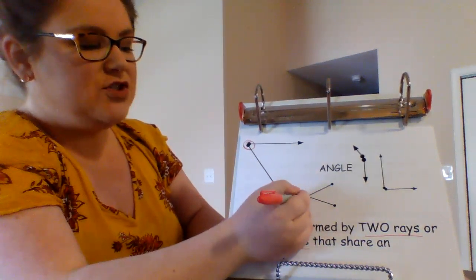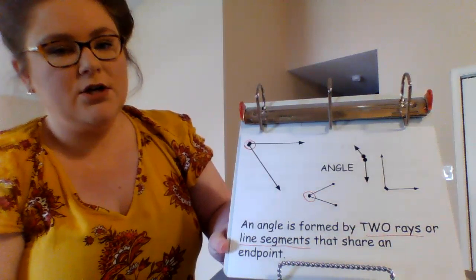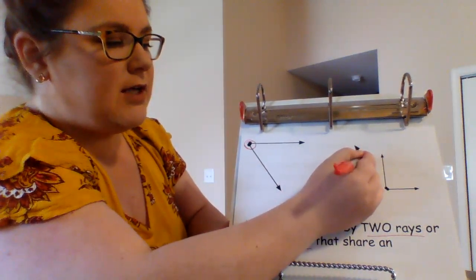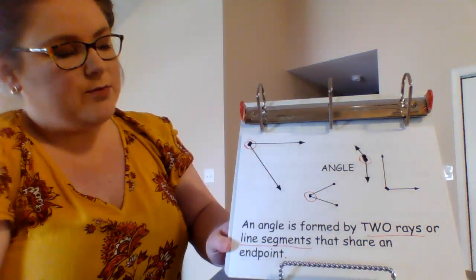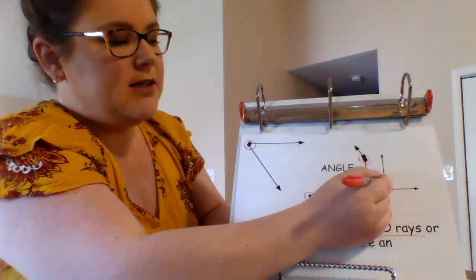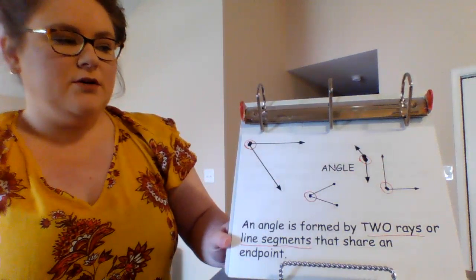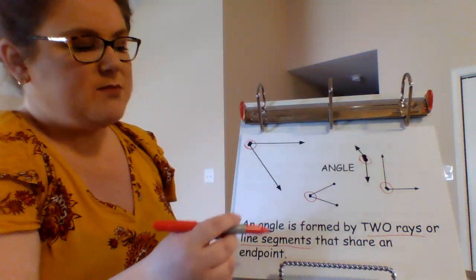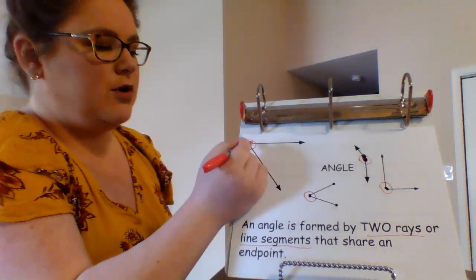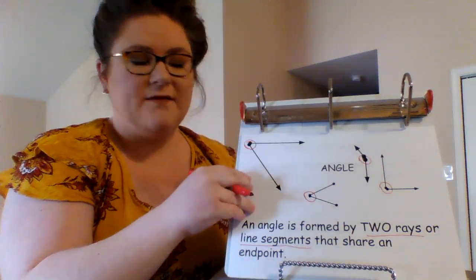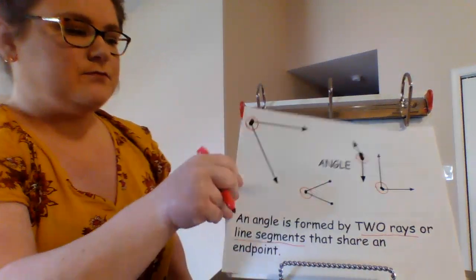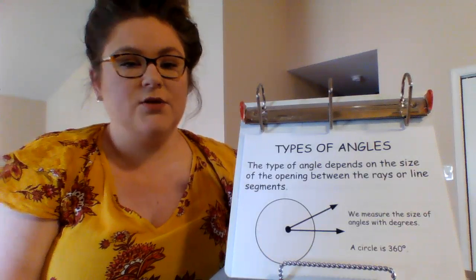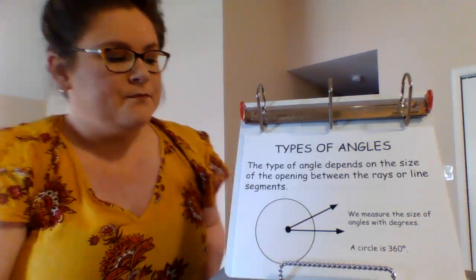Here, these two line segments share a point to form an angle. Here, these two rays are sharing a point to form an angle. And here again, these two rays are sharing a point to form an angle. So think of when two of these come together and make a corner, or a little vertex, like a V shape. Now, there are three different types of angles that we're going to talk about so that you can recognize them when you see them.